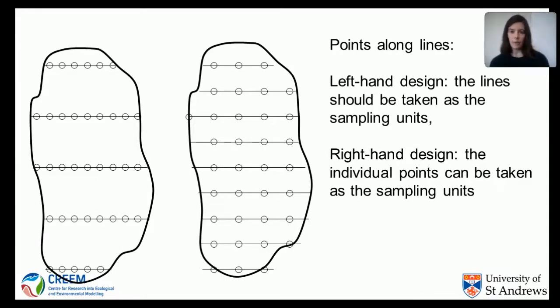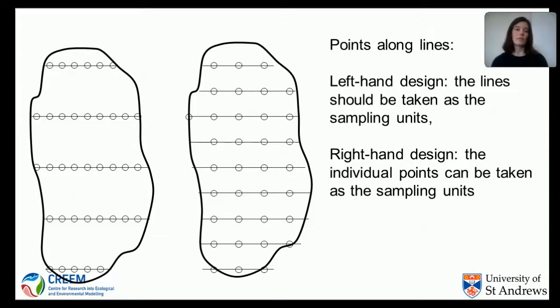And here are a few examples of a systematic design. Here we're using systematically placed lines in order to help us determine where to place points. So here we have 2 study areas, both have had lines placed through them, and points have then been placed along those lines. Now, you can see that the spacing of the points, although equally spaced along each line, differs between the design on the left-hand side and the one on the right-hand side.